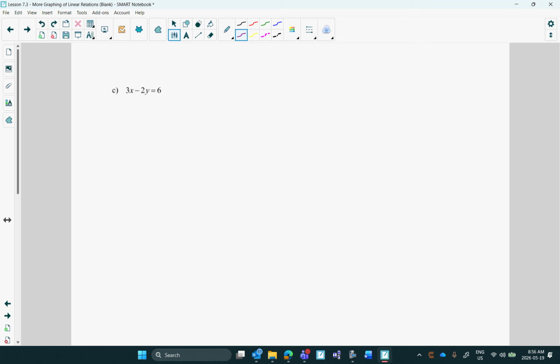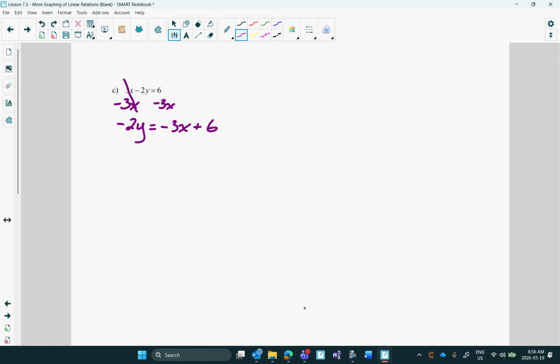Last one of these. So this would be considered the most challenging one, because we're going to get some fractions and we've got to do some algebra. Okay, so I've got some stuff with the y. I get rid of what's closest to y last, so I need to get rid of 3x. Subtract 3x. Now, on the left, I've got negative 2y. On the right, I'm going to write the x term first: negative 3x plus 6.